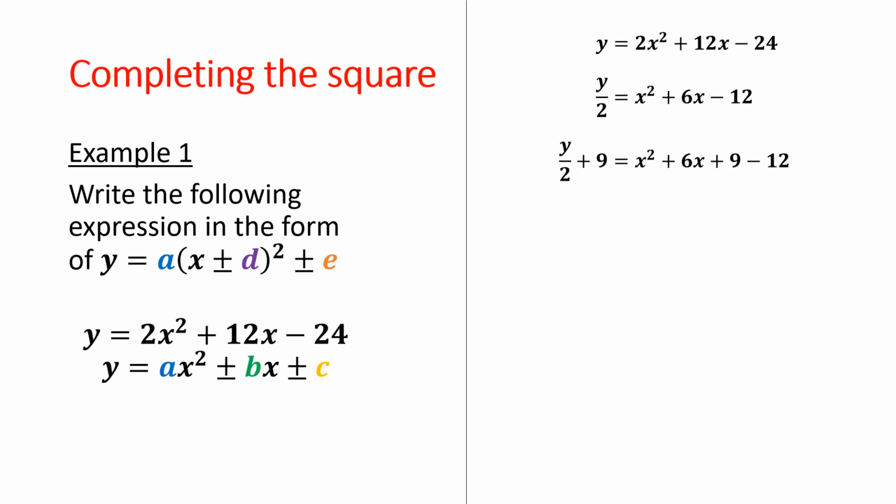Now, because of this trick we've just done, we can take this part of the equation and factorize it into x plus 3 times x plus 3, which can then be written in the perfect square form, x plus 3 all squared.